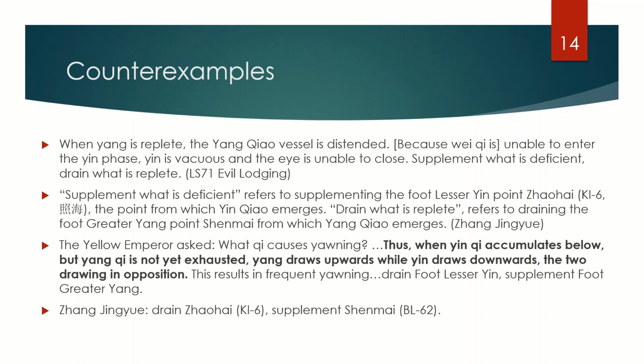So this is sort of a different angle than what we saw in the Simple Questions technique for treating the Yang Qiao vessels. This is saying, because actually in LS 71, the evil is very much in the abdomen, the yang phase.